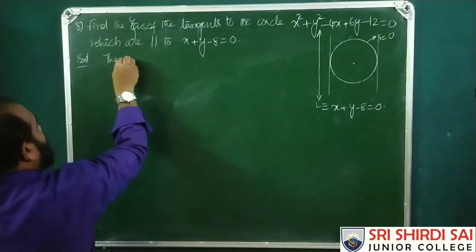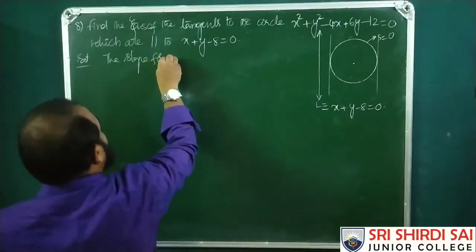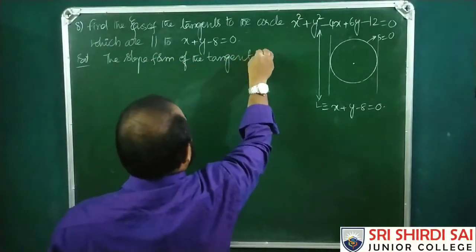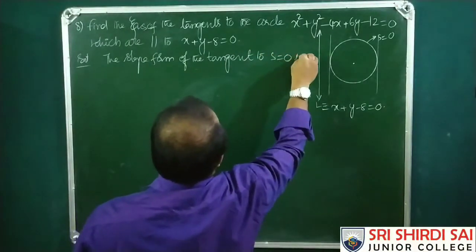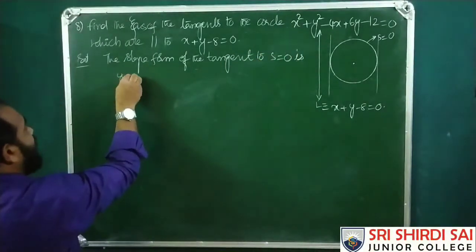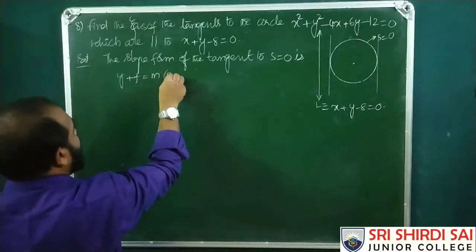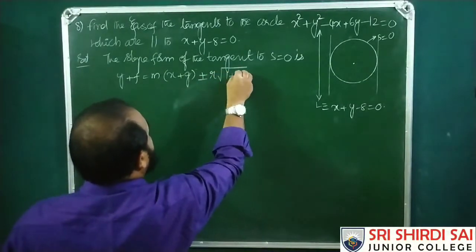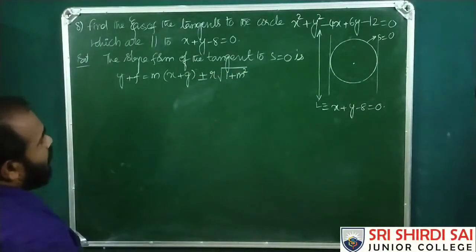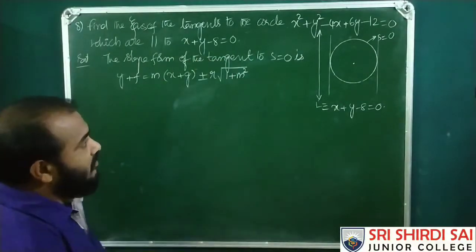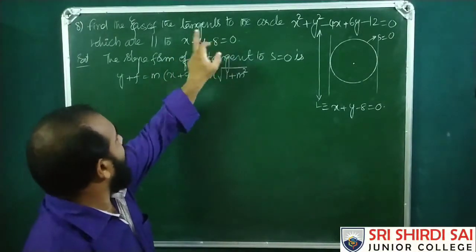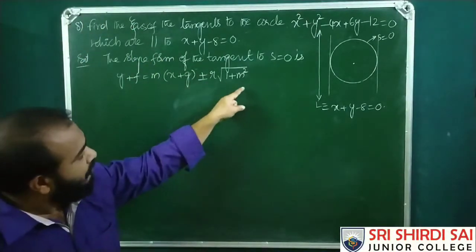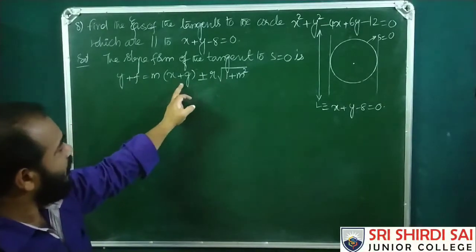So the slope form of the tangent to S = 0 is y + f = m(x + g) ± r√(1 + m²). So when the point P(x1, y1) is not given, and actually a line is given, and parallel, perpendicular or making an angle theta is given, then this is what we will use to obtain the equation of the tangent.